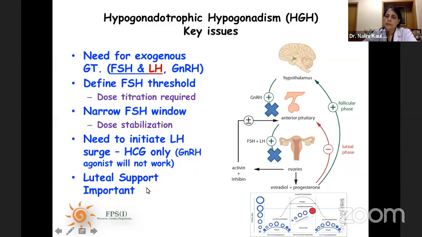Luteal support is important, though one would say that you can actually get away without giving it because the corpus luteum is effective. But having given so much injectable medication with the HPO axis not really functioning properly, you don't want all your work to go to waste, and therefore it is important to give luteal support if you don't want a short luteal phase.